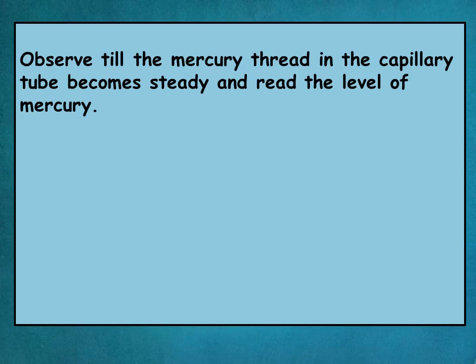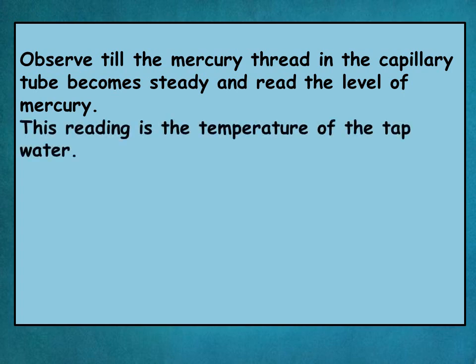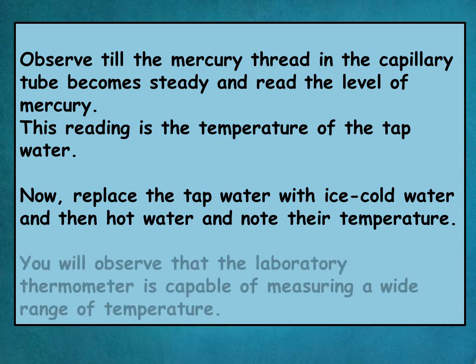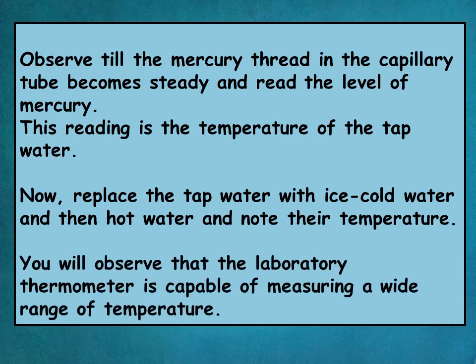Observe till the mercury thread in the capillary tube becomes steady and read the level of mercury. This reading is the temperature of the tap water. Now replace the tap water with ice-cold water and then hot water and note their temperature. You will observe that the laboratory thermometer is capable of measuring a wide range of temperatures.